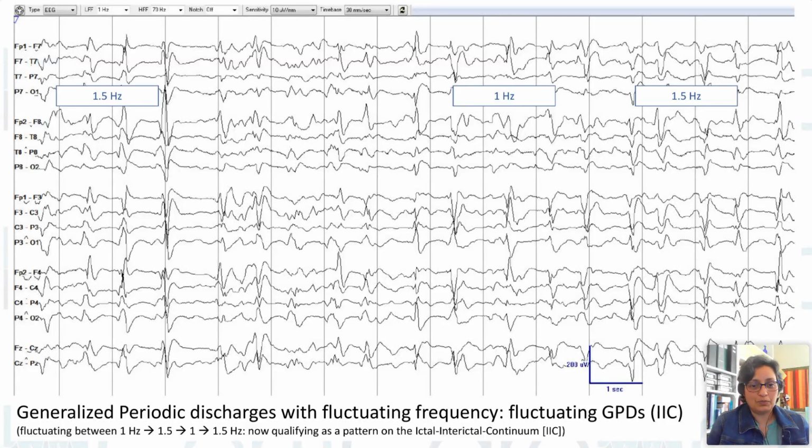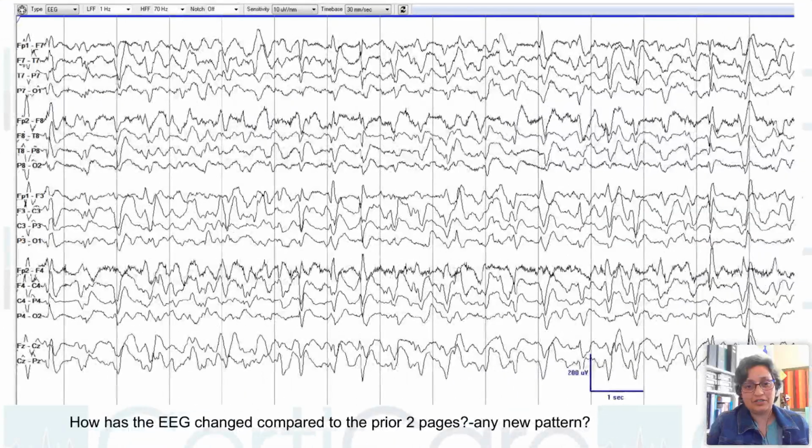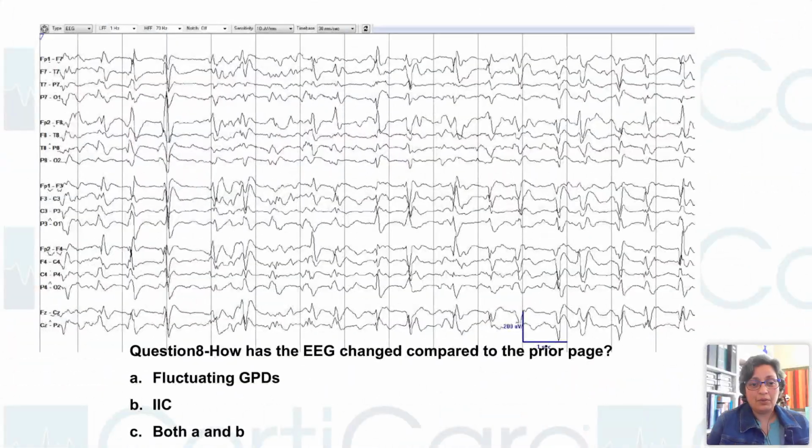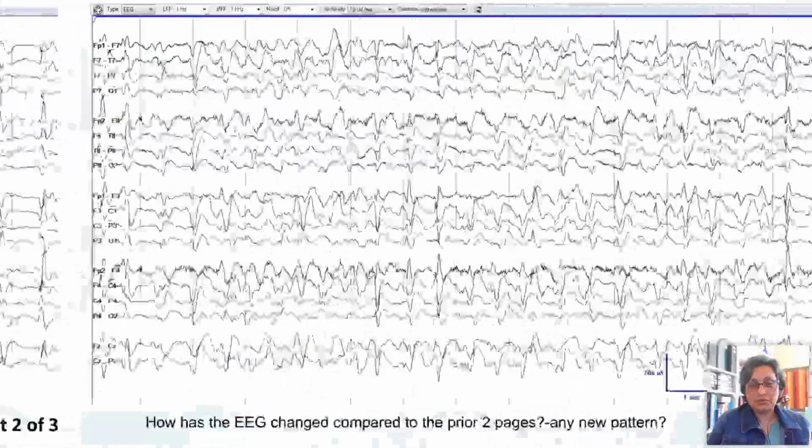So you have 1 hertz, 1.5 hertz, and the frequency is fluctuating between 1 to 1.5, and there are faster frequencies appearing here. So this is qualifying as an ictal-interictal continuum pattern. So fluctuating GPDs continuously happening, changing in frequencies, is going to be an interictal continuum. So here we have continuous GPDs. If you count them in 10 seconds, you have more than 25. So the pattern is getting worse from, so I'm going to go to slide number 1 here, where we had just the GPDs getting into interictal continuum.